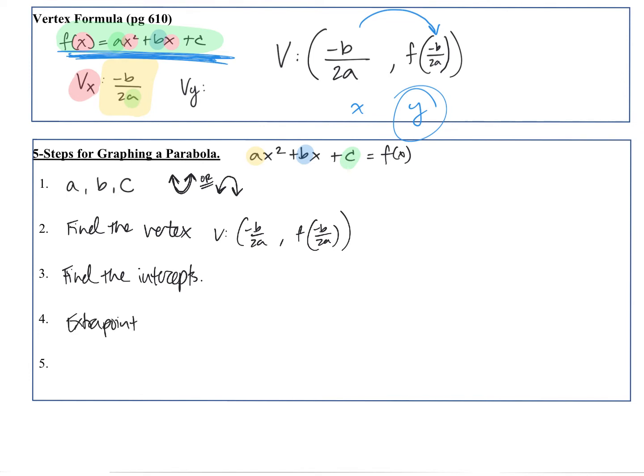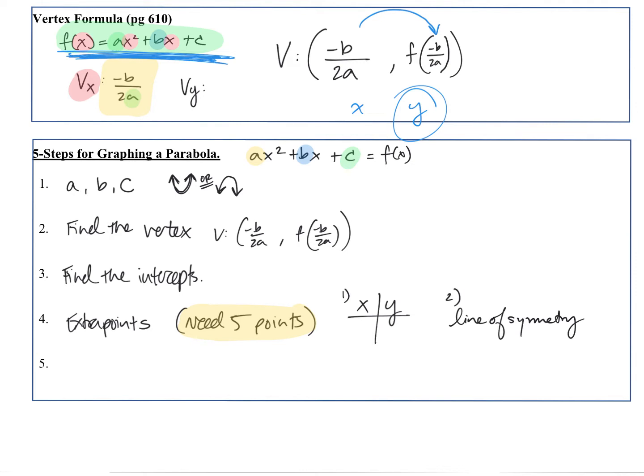So this is something that's important here. You need to have 5 points shown for the parabola. I can count pretty well up to 5, so you need to make sure that you include 5 points on your graph. How do we find these? Well, you can use the XY table, or you could use the line of symmetry. Either one. Option 1, option 2.